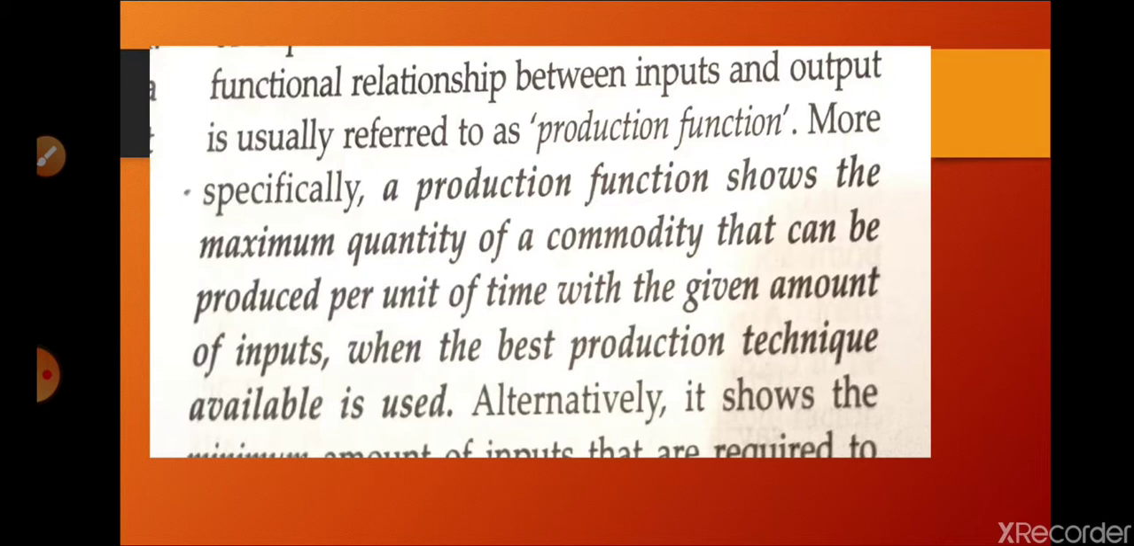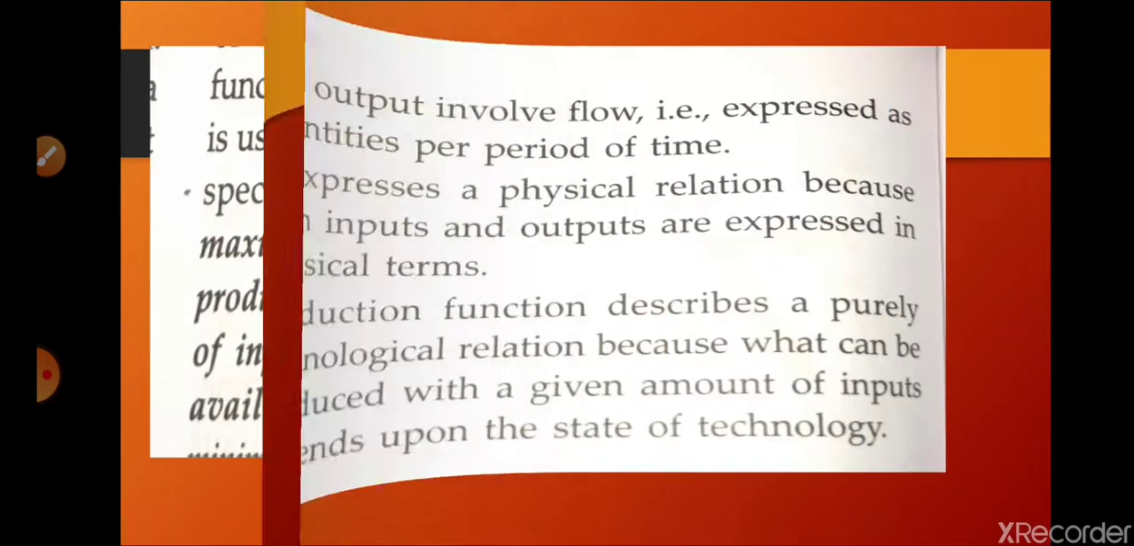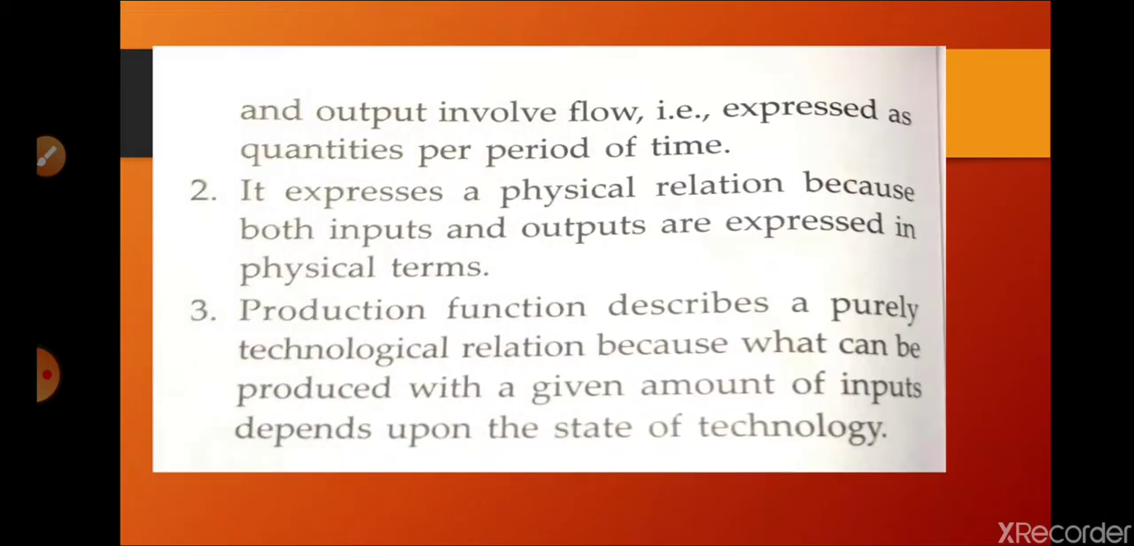Now we are going to discuss some important points. Three important points about the production function are there. The first one is that the production function is expressed with reference to a particular period of time, a day, a month, or a year. Inputs and output involve flow, expressed as quantities per period of time.